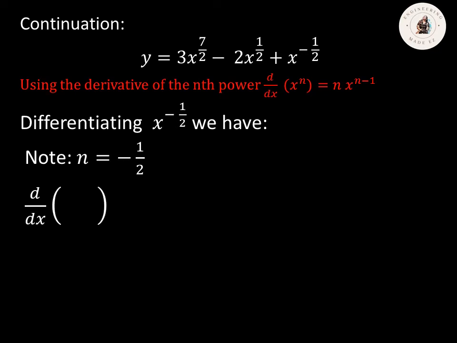Differentiating x raised to the power of negative 1/2, we're still going to use the formula n times x raised to the power of n minus 1. So our n here is negative 1/2. Then we're going to copy x, which is our variable. Then raise to the power of n minus 1. Since our n is negative 1/2, we have negative 1/2 minus 1. Simplifying this, we have negative 1/2 x raised to the power of negative 3/2.